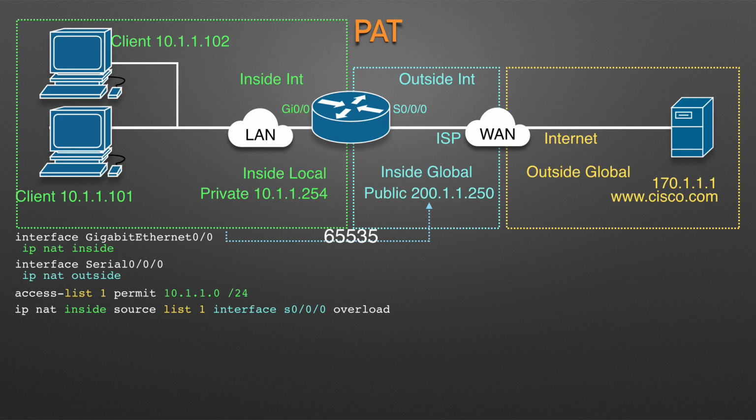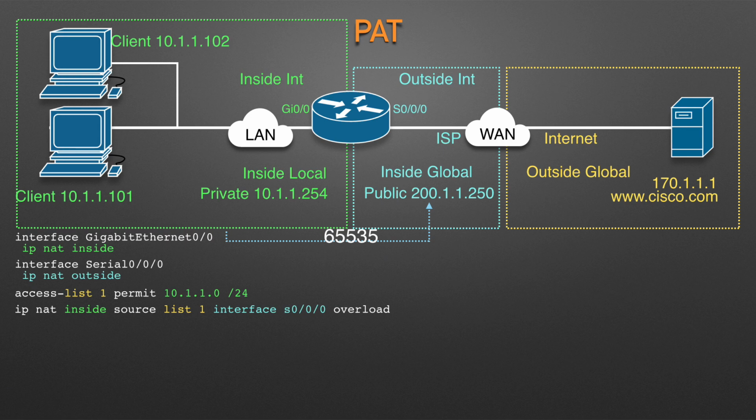The interface serial 0/0/0 parameter means that the only inside global IP address available is the IP address of the NAT router's interface serial 0/0/0. Finally, the overload parameter means that overload is enabled. Without this parameter, the router does not perform overload, just dynamic NAT.